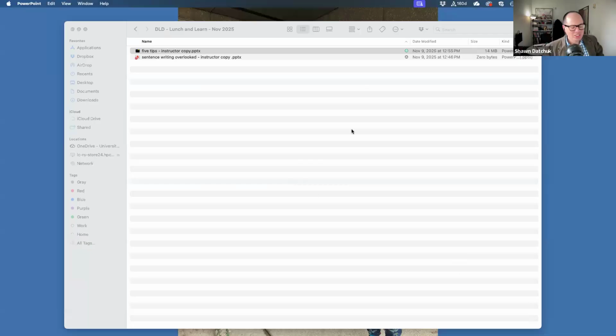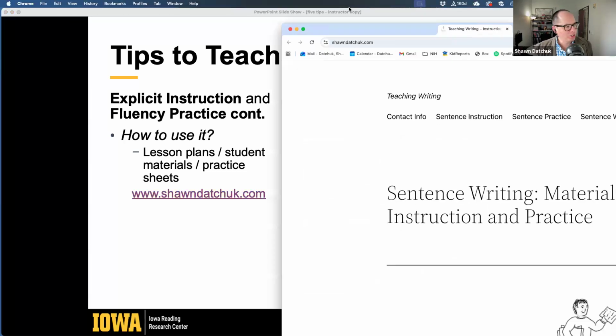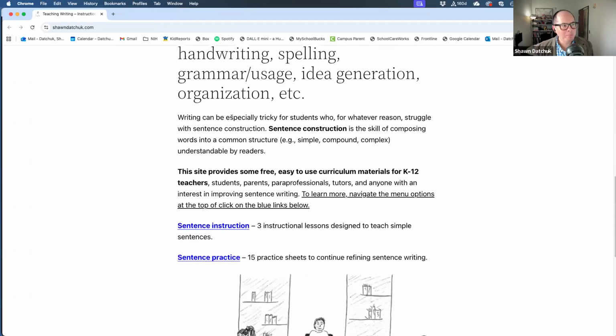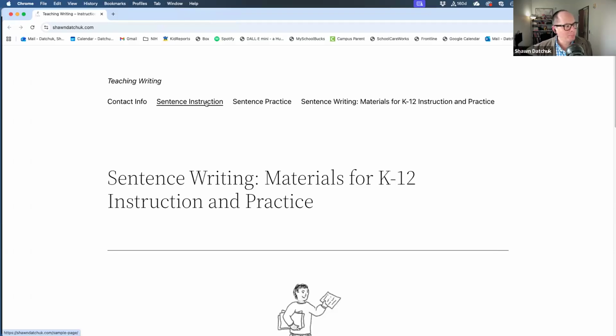It's just my name, so ShawnDatchuk.com. You can scan the QR code there, or click on the link that John will present. But when you click on that, it's going to look something like this. So the things that I'll unpack over about the next roughly 10 to 15 minutes can be found up here on the top ribbon. Now, this top ribbon can sometimes be located on the left, depending on what Zoom your web browser is set to.